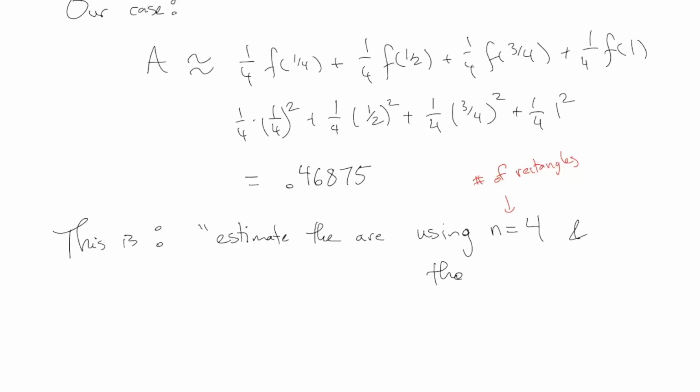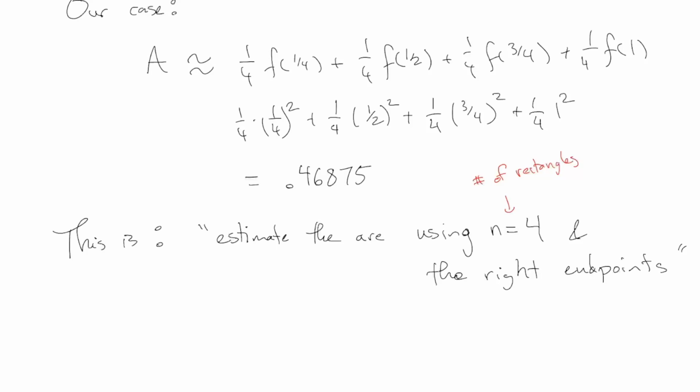And the right endpoints. This means right as opposed to left. That means when I drew the rectangles, they go up until they hit the curve on the right side, all right? You could also do it so that they go up until they hit the curve on the left side. And you get a different answer, although it would be almost exactly the same procedure, all right? This is called estimating the area using n equals 4 and the right endpoints.